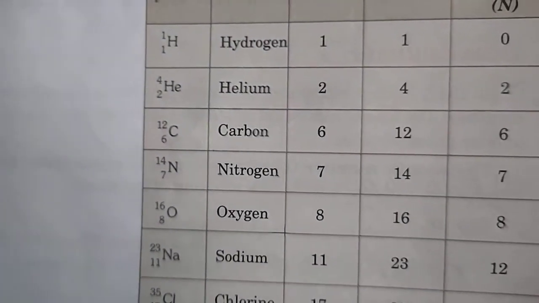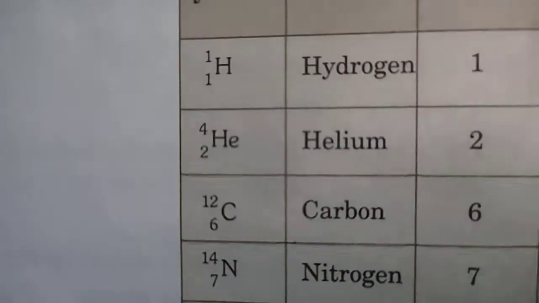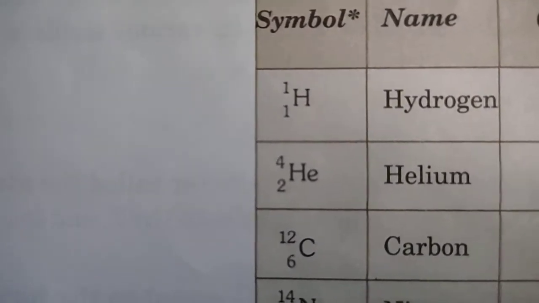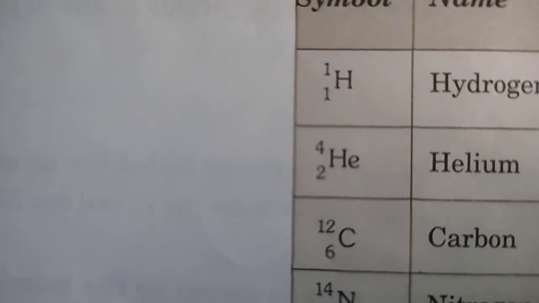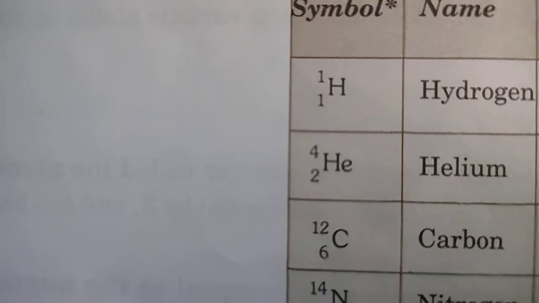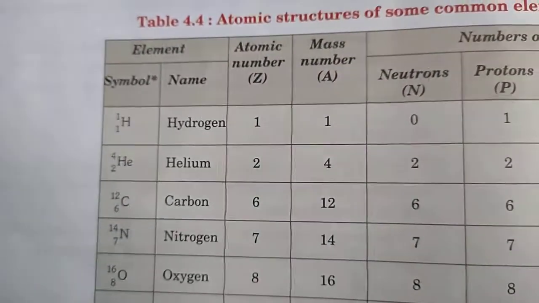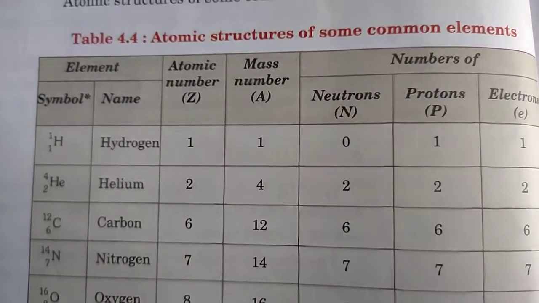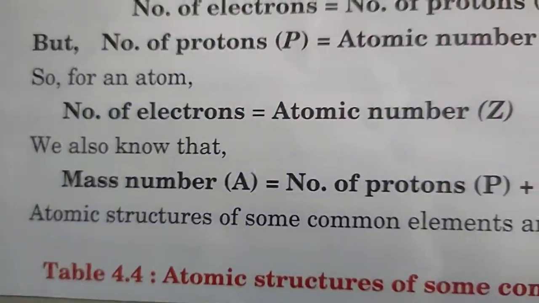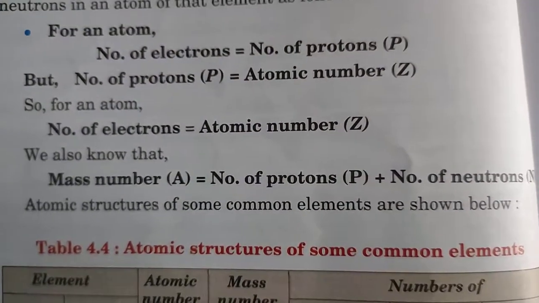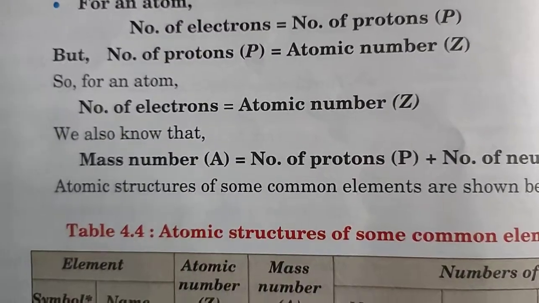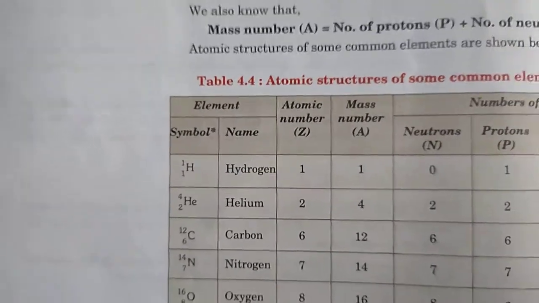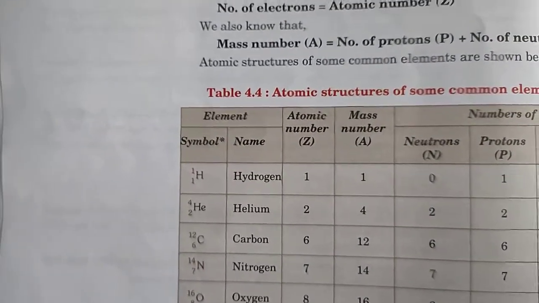Like you can see here, He with subscript 2 and superscript 4. 2 is the atomic number and 4 is the mass number. So the atomic number is 2. That means the number of electrons and the number of protons is 2. And what about neutrons? You can find the number of neutrons by this formula: number of neutrons is equal to mass number minus number of protons. In helium the mass number is 4, minus number of protons, that is 2. So 4 minus 2 is 2.